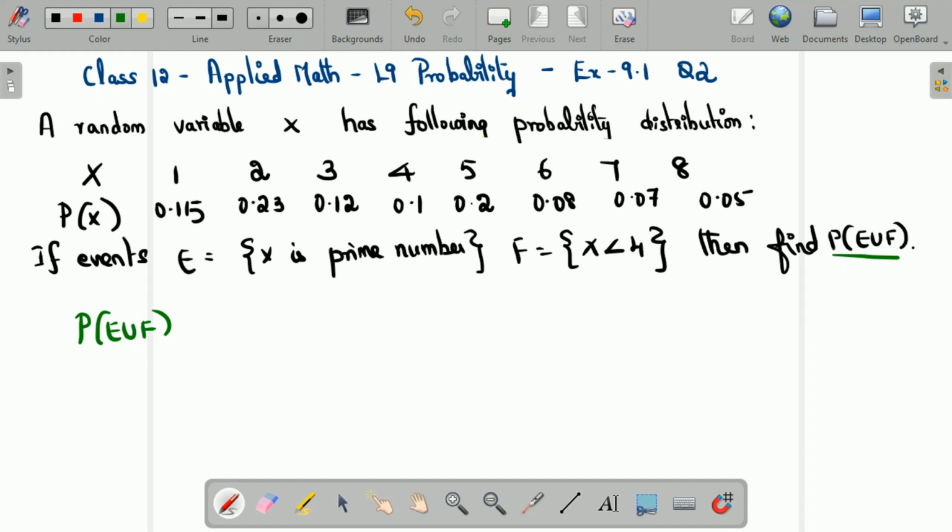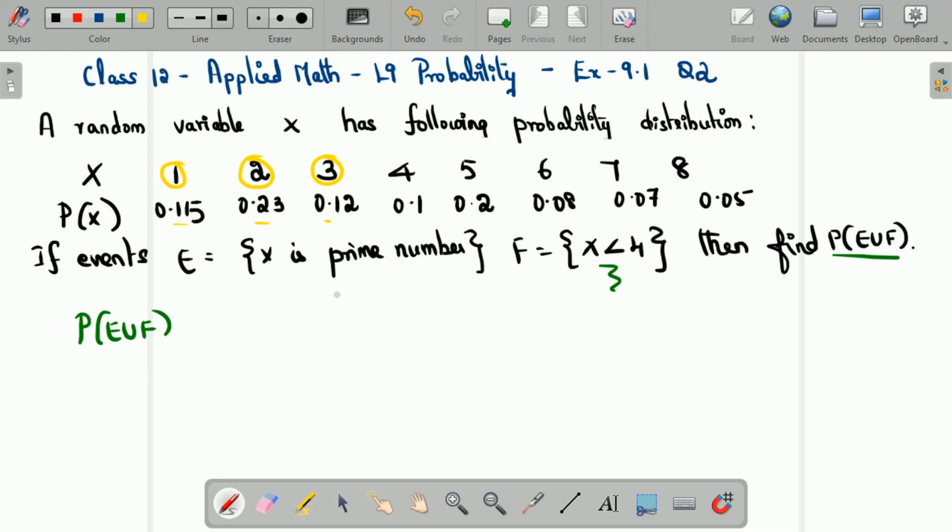All the events of E plus all the events of F distinctly. So first let's take up F because this looks to be simple. So according to F, x value should be less than 4. So this means 1 is inclusive, 2 is inclusive, 3 is inclusive. Less than 4, so 4 is not there. So we have to account for all these probabilities inside E union F.